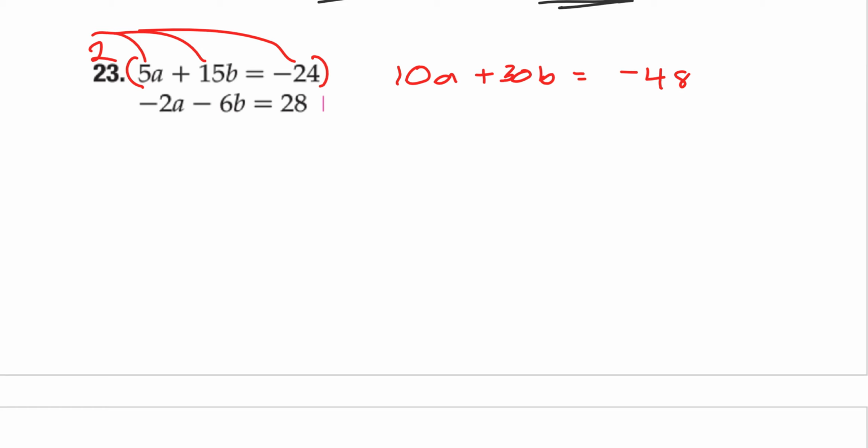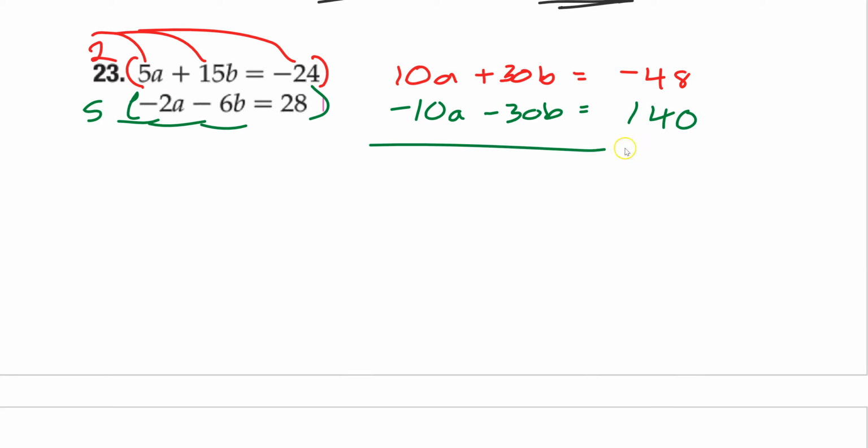And then for the bottom one, I'm going to multiply that by -5, so it can cancel out, for the whole row. And I get -10a minus 30b equals 140. Add them up, it cancels. I get 0 on this side, and I get 92 on this side. So what happens here? All my variables cancel out.